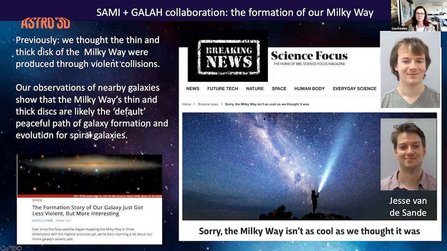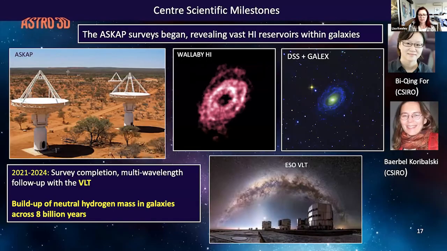Now we've also reached some scientific milestones in the centre, including the ASKAP surveys, which are revealing massive H1 reservoirs. Here's a WALLABY image compared to its DSS galaxy image. There are massive reservoirs of H1, which we're really not accessing when we're looking using just the optical or the infrared. In the coming years, we're looking forward to ASKAP surveys ongoing and completing, and then multi-wavelength follow-up, which has already begun on the ESO VLT.